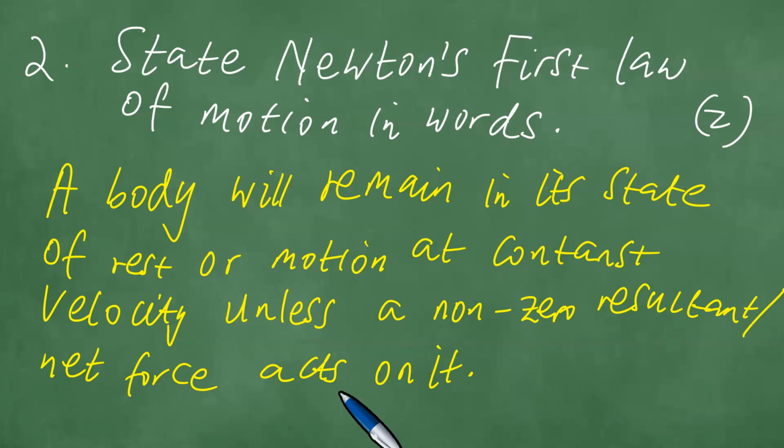So you note this law and make sure that you understand this particular law. What does Newton's first law of motion say in words? This one you need to know for both matric and grade 11. You need to remember this law because it's examined at both levels. So make sure you learn it and then you understand it. The law states that a body will remain in its state of rest or motion at constant velocity unless a non-zero resultant or net force acts on it. The next point. Next question.